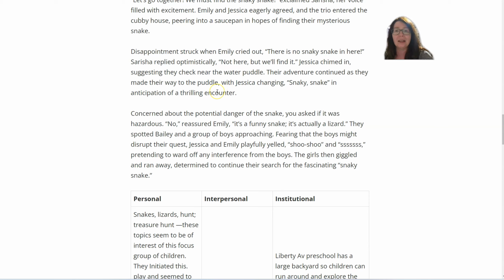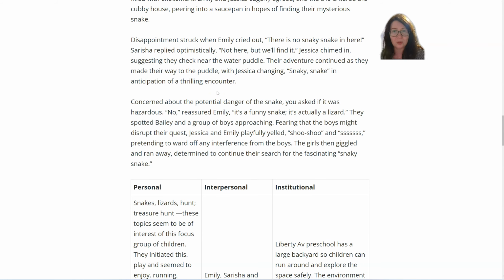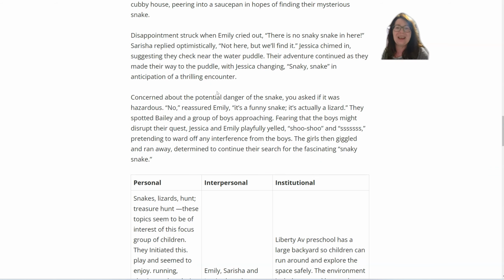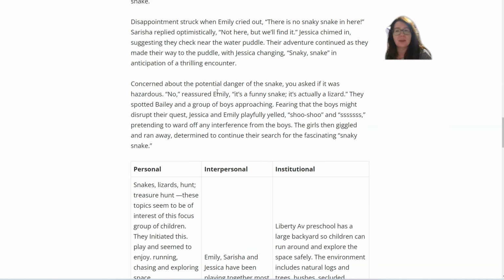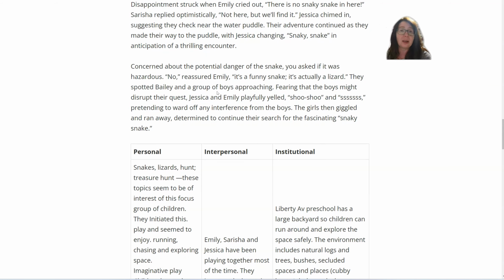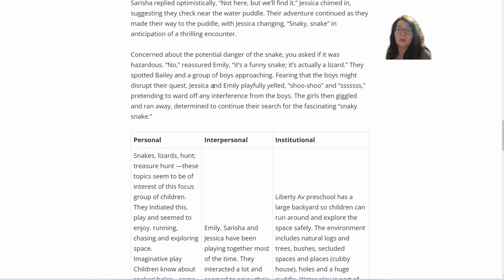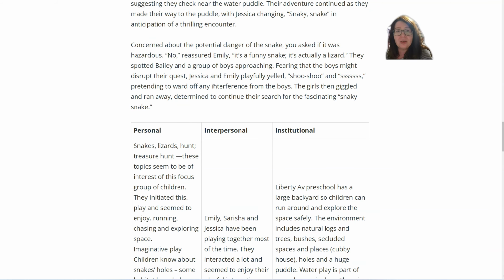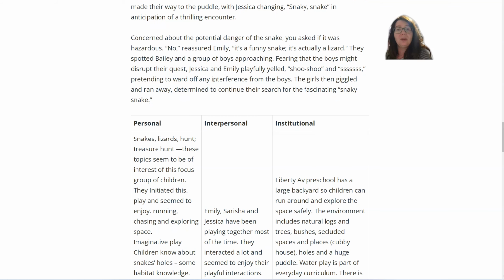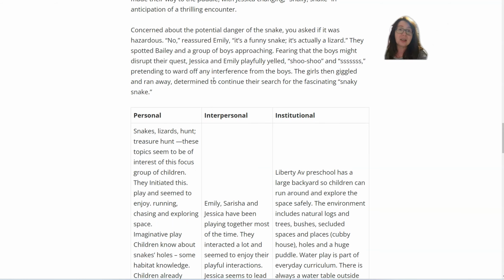Emily and Jessica eagerly agreed, and the trio entered the cubby house, peering into a saucepan in hopes of finding their mysterious snake. Disappointment struck when Emily cried out, "There is no snaky snake in here." Sarisha replied optimistically, "Not here, but we'll find it." Jessica chimed in, suggesting they check near the water puddle.